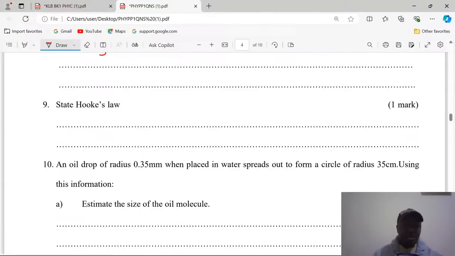So we are talking about Hooke's law. Laws and principles must be stated exactly as they are. You are not supposed to paraphrase. You are not supposed to state it using your own words. You are not supposed to change meaning whenever you are putting down a law.